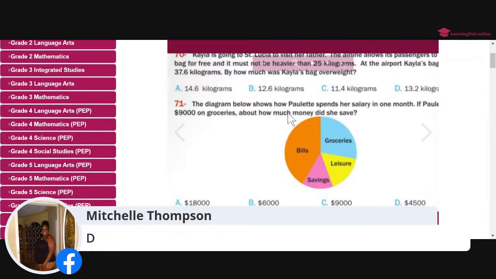All right, so the diagram below shows how Paulette spends her salary in 1 month. If Paulette spent 9,000 on groceries, how much money did she save? Let me see what you guys are saying. All right, so Nikkei, First Lady O'Reilly says 4,500. I'm going to make this bigger. You won't be able to see the question, but you'll be able to see the graph.